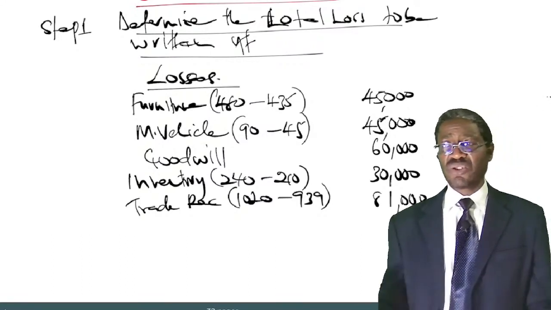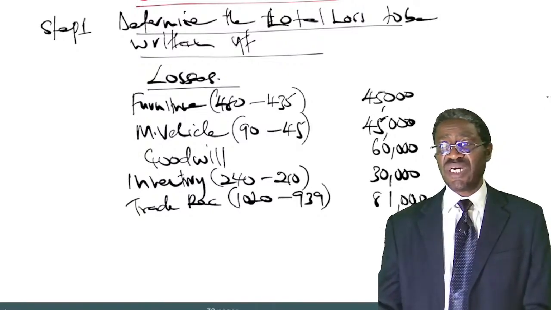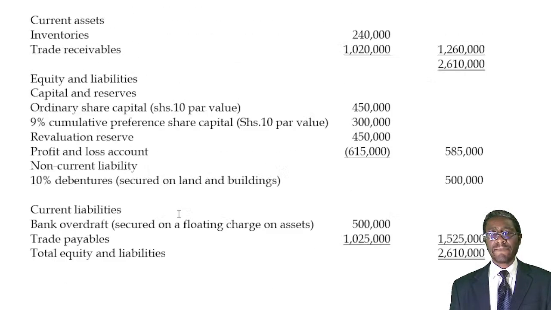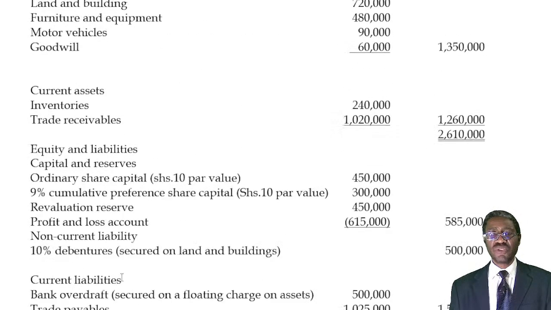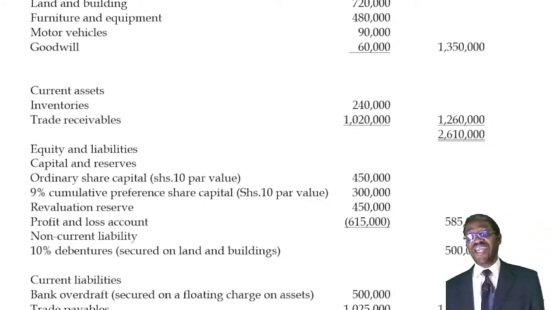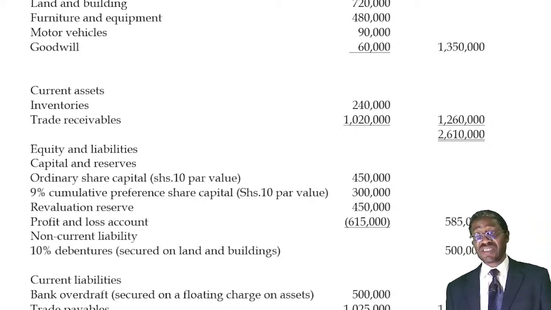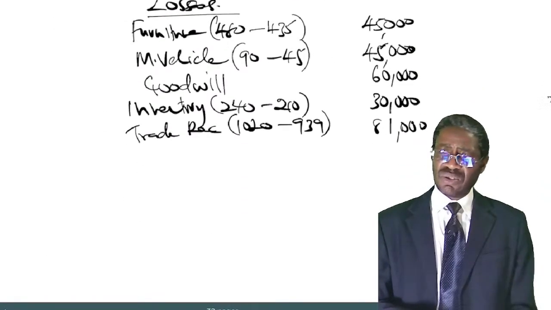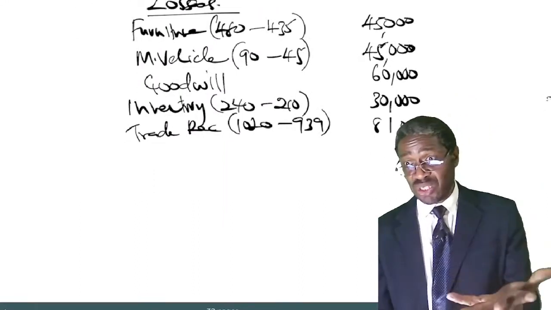After trade receivables, let's go to the balance sheet. Is there any other current asset from the balance sheet? No. So according to the balance sheet, those were the only current assets, inventory and trade receivables. So we are through with identifying the assets that are giving us a loss. Good. Now we look for the other loss components. I have already talked about them.